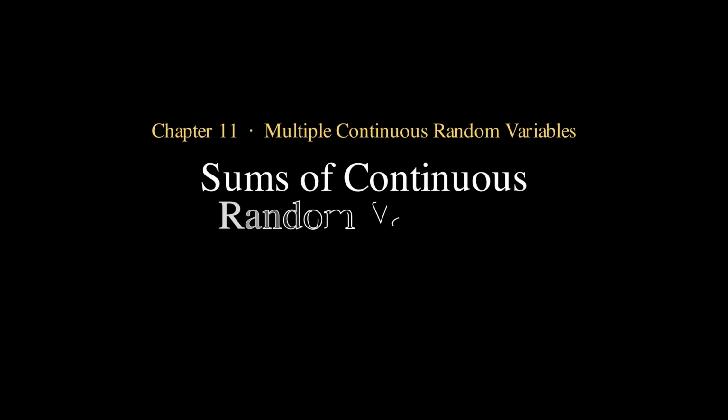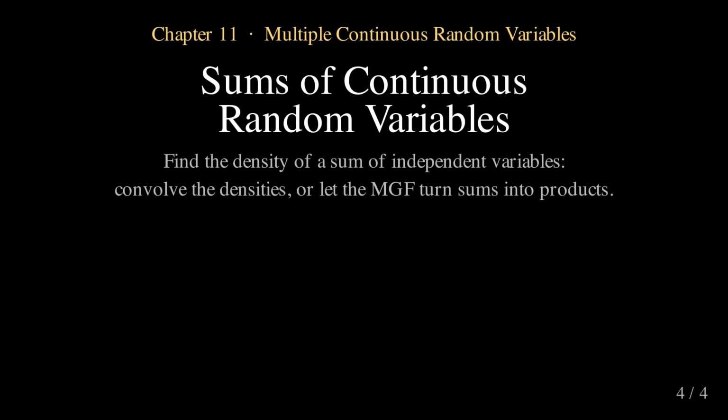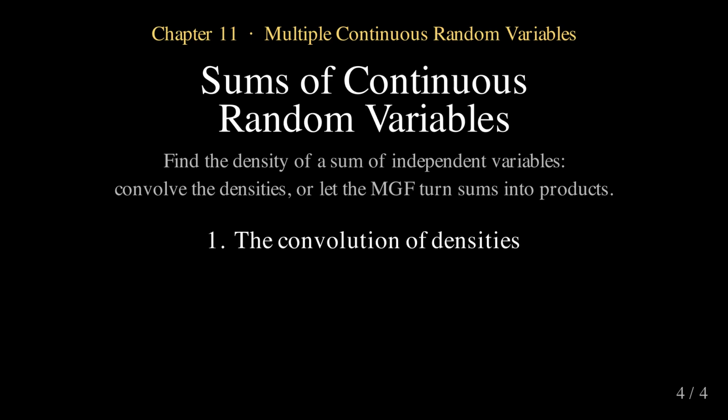This chapter closes with the question the whole course keeps returning to: add two independent continuous random variables, and what is the density of the sum? In this video, the discrete convolution of Chapter 7 ripens into an integral. For independent variables, the density of a sum is the convolution of the densities.